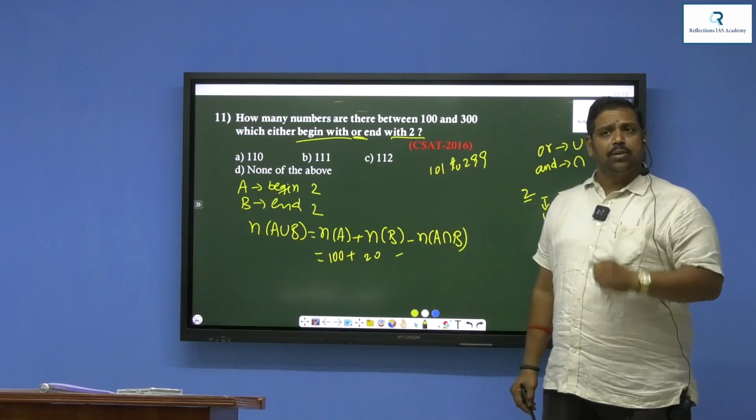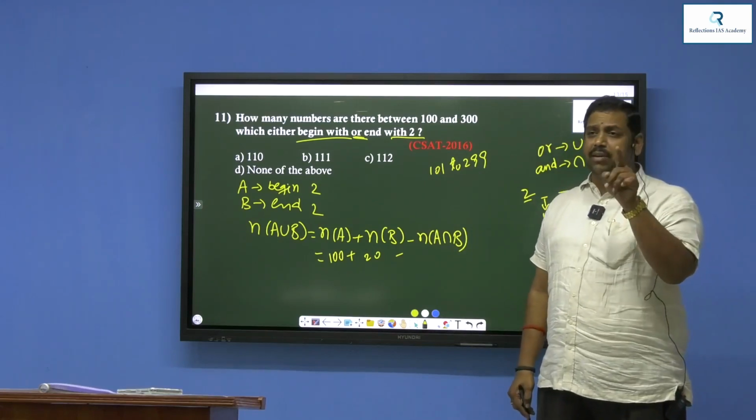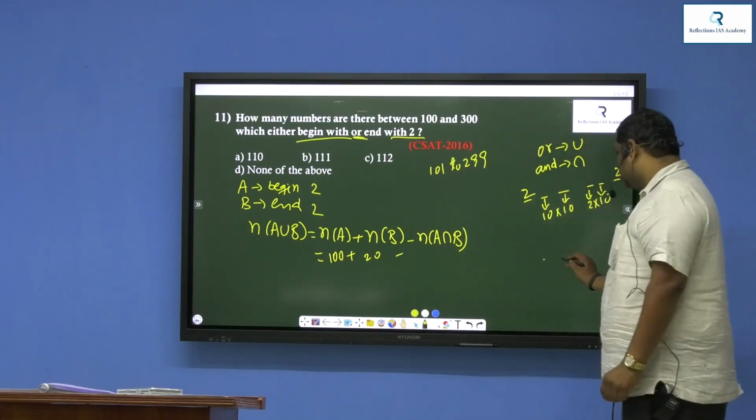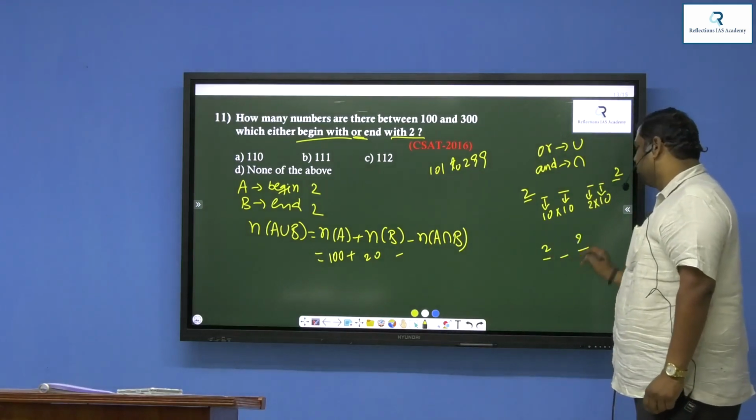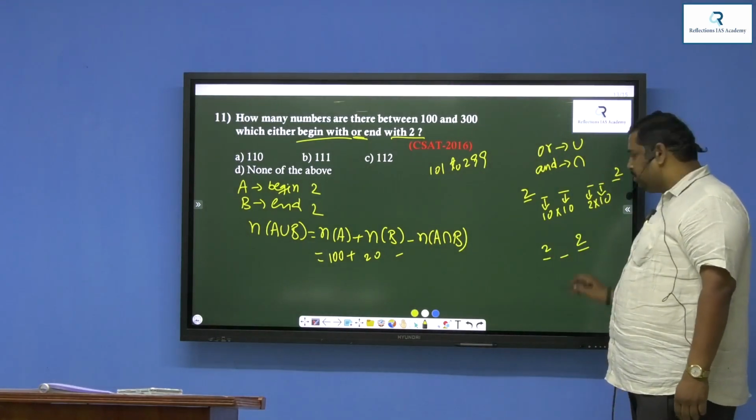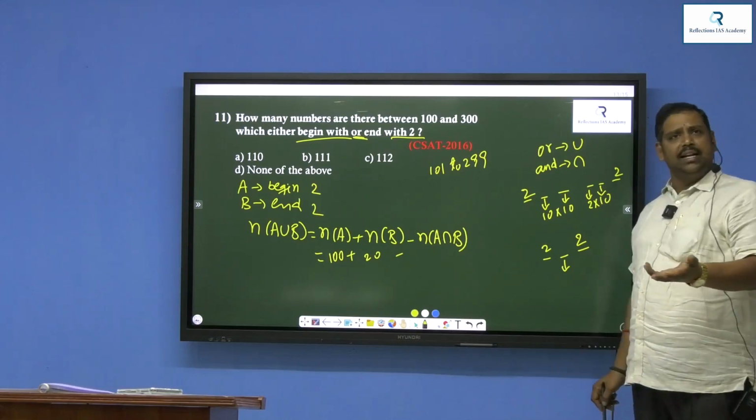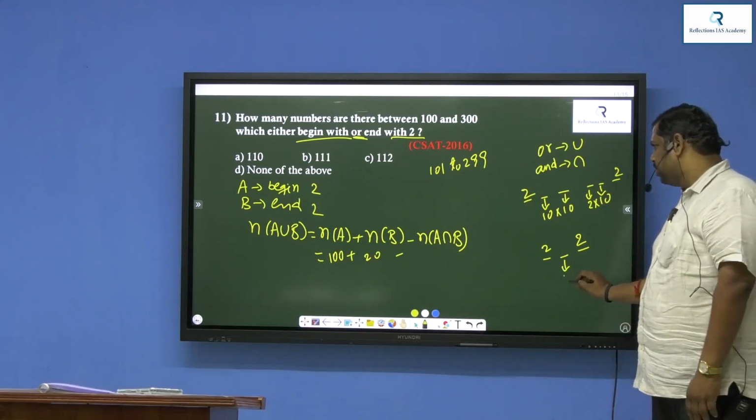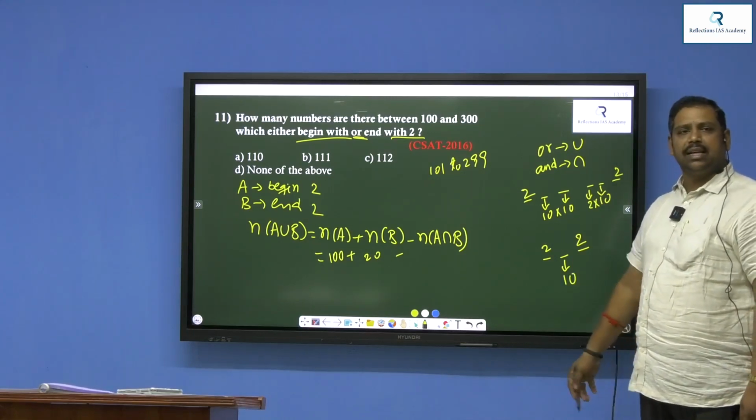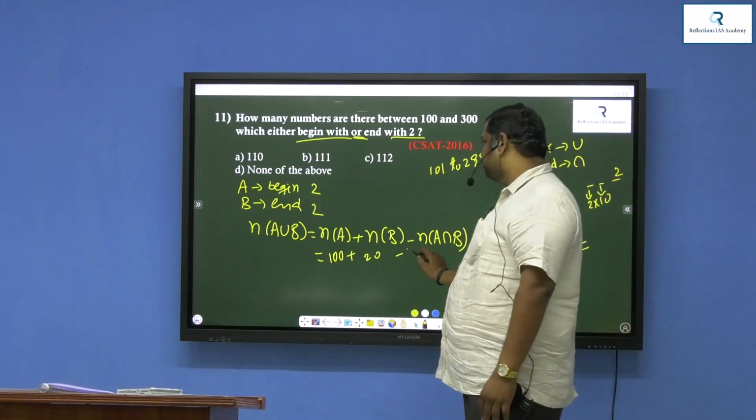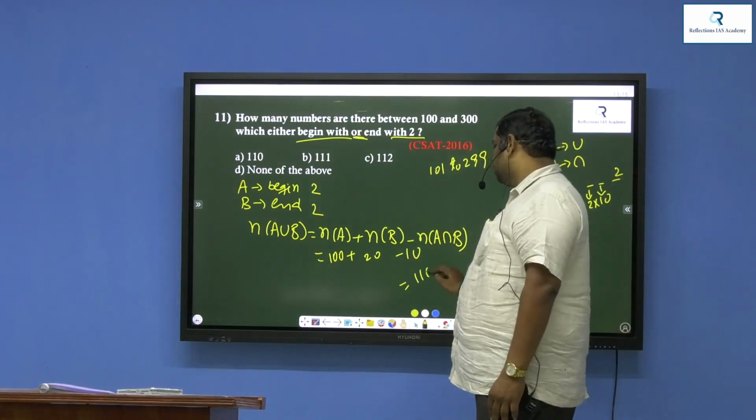What is meant by intersection? Intersection means "and", which means starting with 2 and ending with 2. In between, how many digits can I write? 0 to 9, any digit I can write. How many ways? 10 ways. Say yes or no. Those 10 ways I am removing. How much did you get? That is the answer.